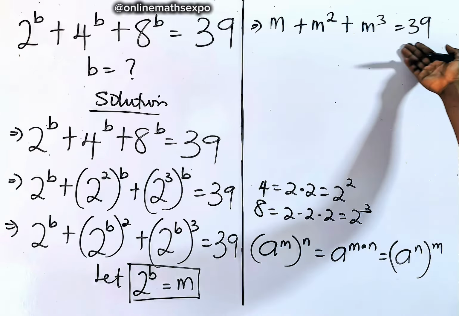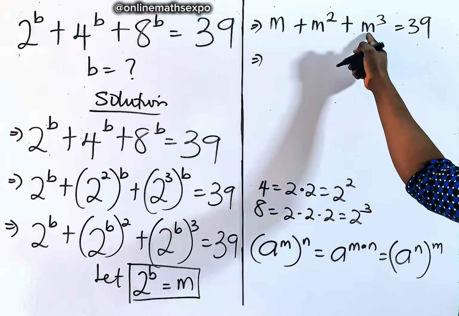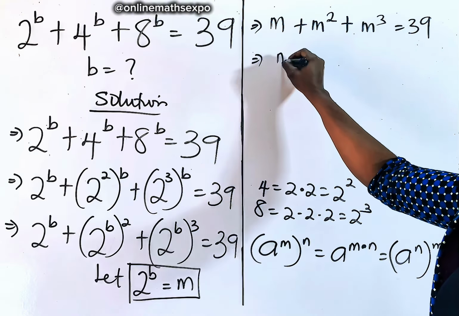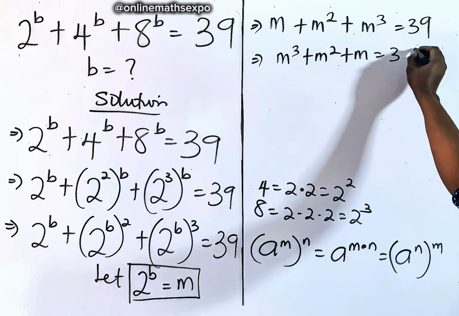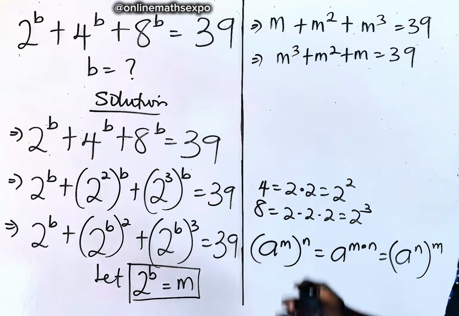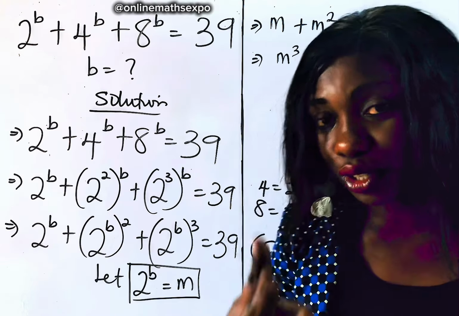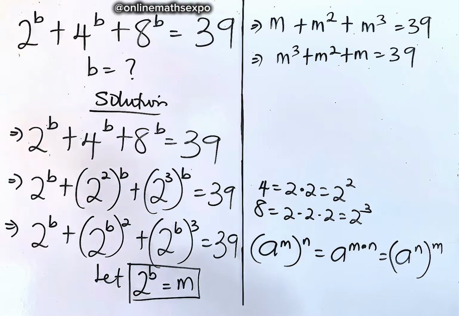Now, if you look at this, this is a cubic equation. Let's rewrite it so that the one with the highest power begins. So we have m cubed plus m squared plus m is 39. This is your cubic equation because the highest power of m is 3. And what it means is that we have to get 3 solutions for this equation. Now, how do we get one of the solutions?